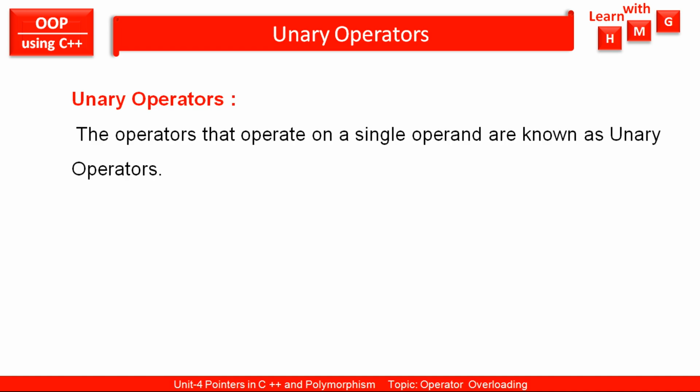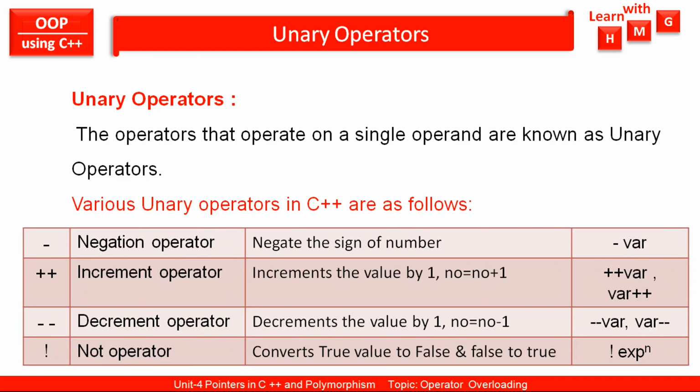The operators that operate on a single operand are known as unary operators. Uni means single or one, and that's why unary means operating on a single operand. Such operators are known as unary operators, and opposite to these are the binary operators that operate on two operands. So the various unary operators in C++ are as follows.